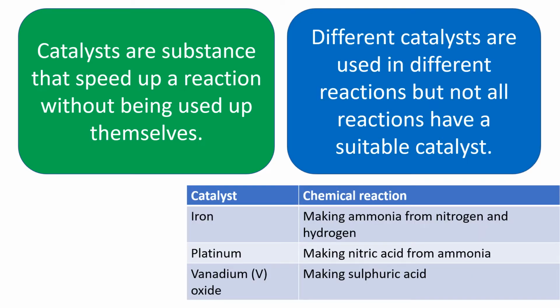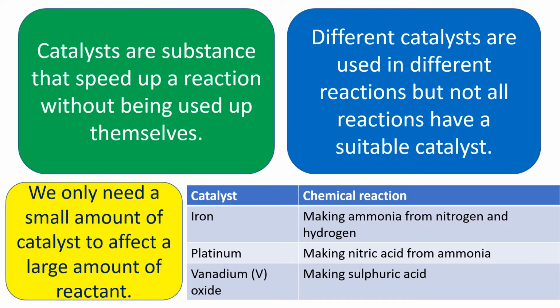There are different catalysts. Often transition metals, those metals between group 2 and group 3, are often used as catalysts. There are others, but they're the main ones. But different catalysts are used in different reactions. So it might be hydrogenation uses a nickel catalyst and cracking uses an aluminium catalyst. But different reactions have different catalysts. Not all reactions have a catalyst that works. So some reactions we can't use catalysts simply because we haven't found one that works yet.